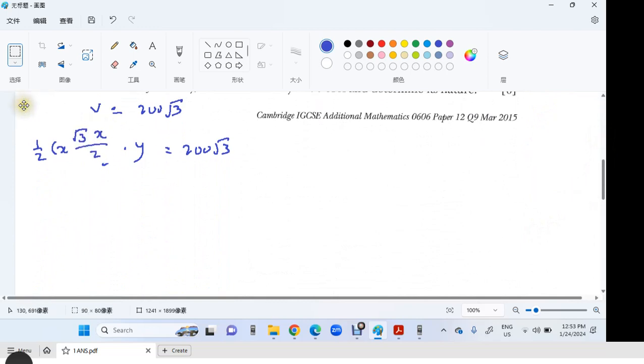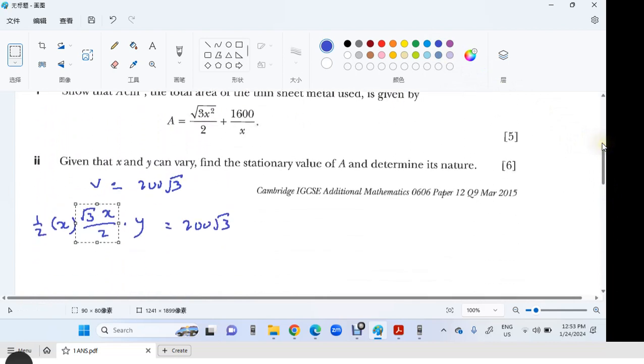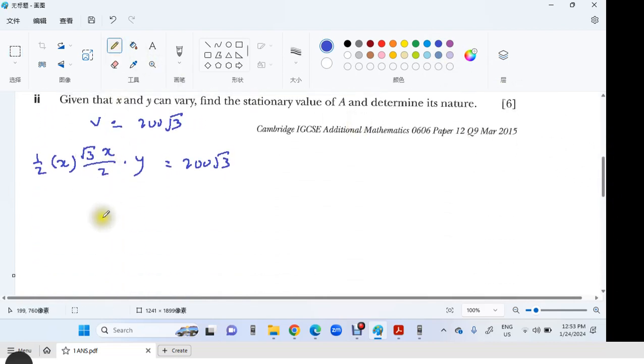So we can see that in the equation for the volume, we can write y as the subject. So y equals, the square root 3 we can cancel, then this 2 I multiply there, and this 2x we divide. So we have 200 times 2 times 2 over x times x. So we have 800 over x squared.